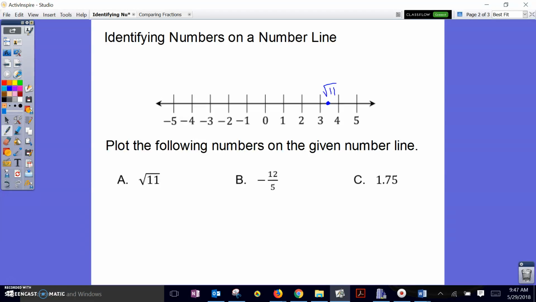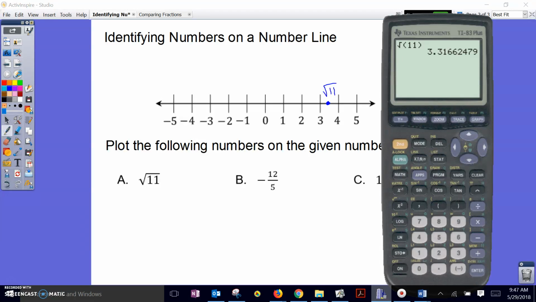And again, as far as the decimal precision here, no one's going to be able to tell the difference between 3.3 and 3.316624779 on the number line. So don't sweat those details too much. If we approximate it at about 3.3, that should get us close enough to plot the point on the number line.